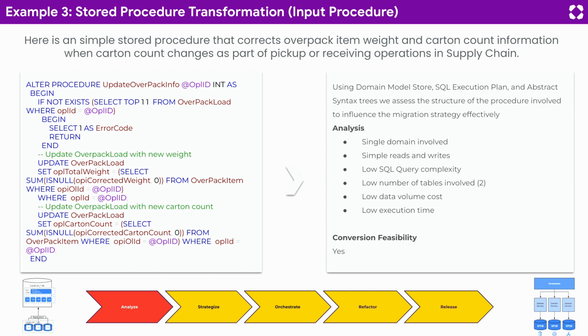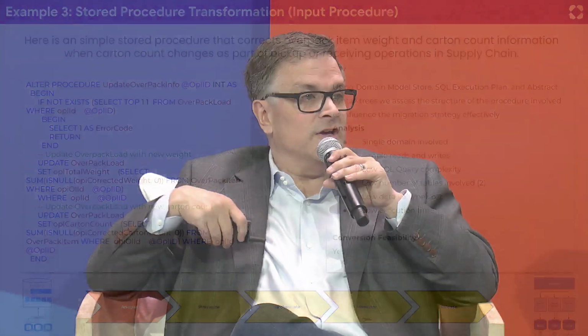So again, this is not complicated, but something an engineer can do, but doing this at scale with hundreds and hundreds and hundreds of stored procedures is a much different problem, and to do it fast. So we have it produce, and this is the output from the feasibility assessment. It says there's a single domain involved, simple reads and writes, there's a low SQL complexity, data volume. It also incorporates knowledge about how it operates in SolarWinds. So it says, hey, this runs pretty fast in production. So all of it means it's a good candidate for transformation.